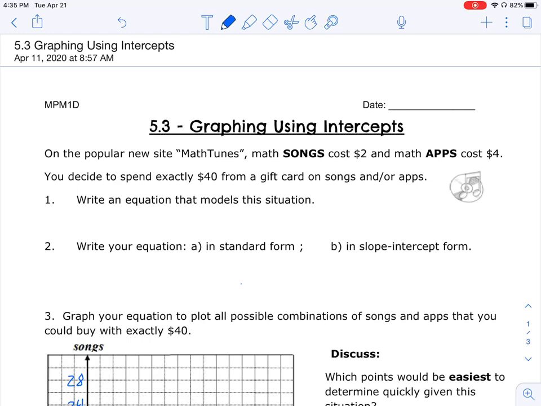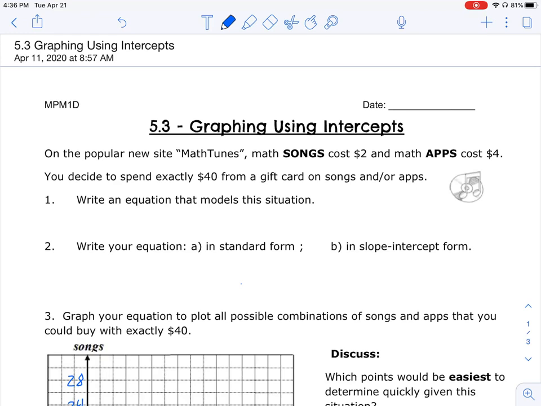So this example here on the popular new math site called MathTunes: math songs cost $2 and math apps cost $4. You decide to spend exactly $40 from a gift card on songs and/or apps. So our first step, write an equation that models this situation.